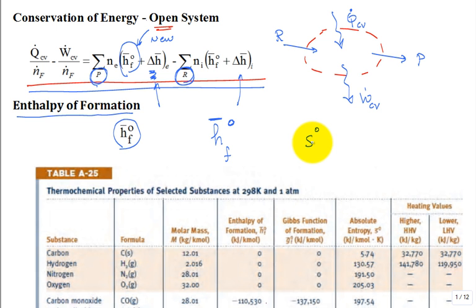So we go to this table A25 and we look, and here is our enthalpy of formation, and it's emphasized that it's at this temperature and pressure. This temperature is 25 degrees C. It's like the standard temperature atmosphere. And this pressure is 1 atm, standard atmospheric pressure.